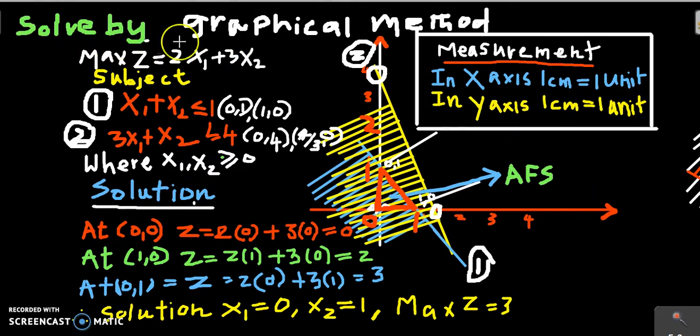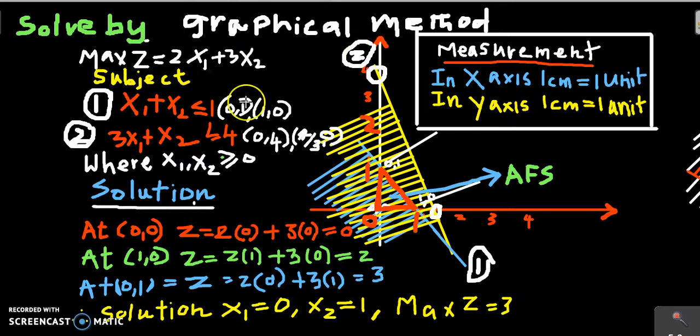In this particular class, we are going to solve the given linear programming problem by graphical method. So this is a linear programming problem. By graphical method we can solve it. We can also do it by another method called simplex method. We will see that later.